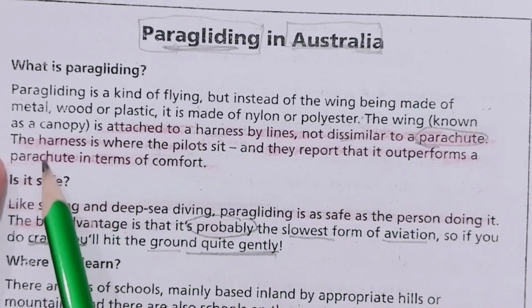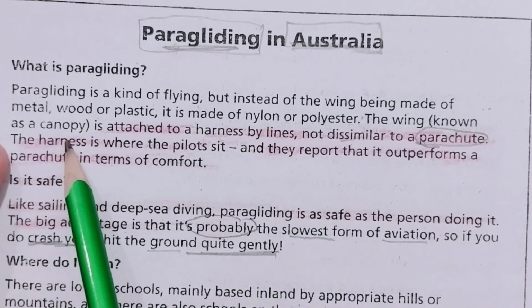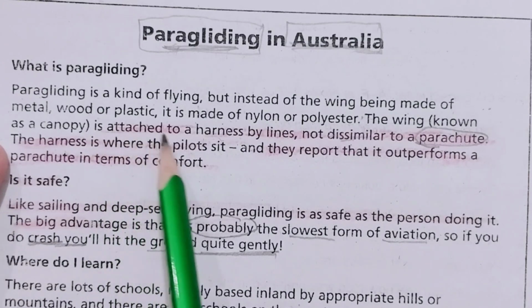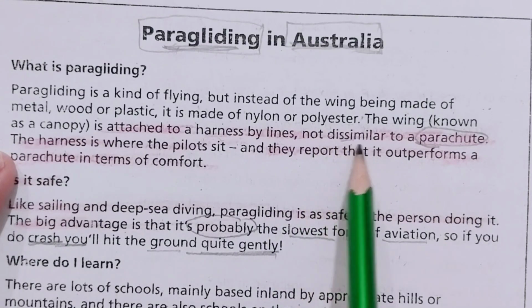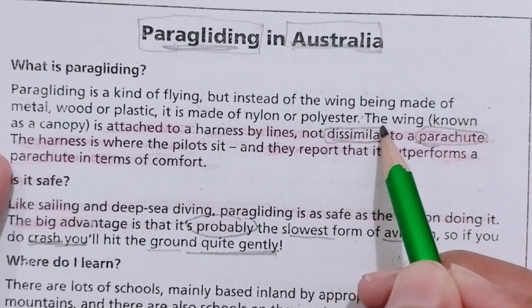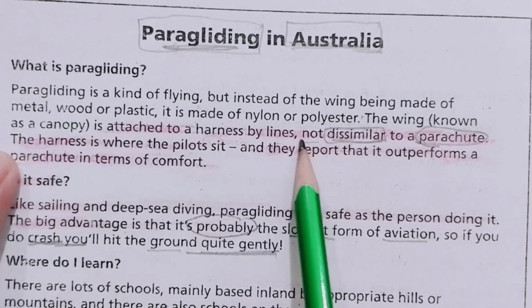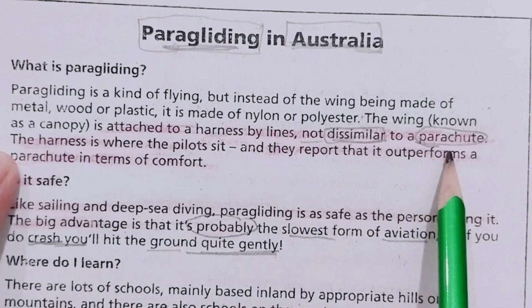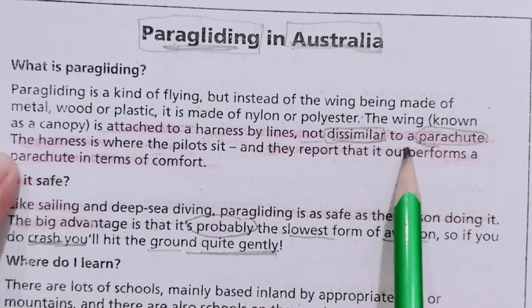The wing, known as a canopy, is attached to a harness by lines, not dissimilar to a parachute. It means dissimilar, that is, not different from a parachute. They are not saying similar, they have used the word dissimilar, because they could simply say similar to a parachute, but here they used it in a negative form, not dissimilar to a parachute.